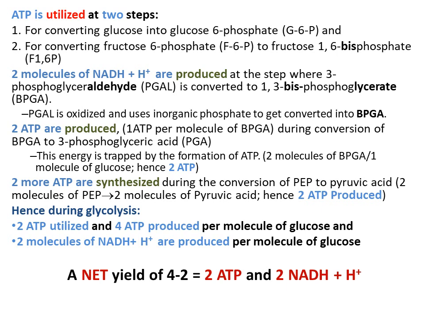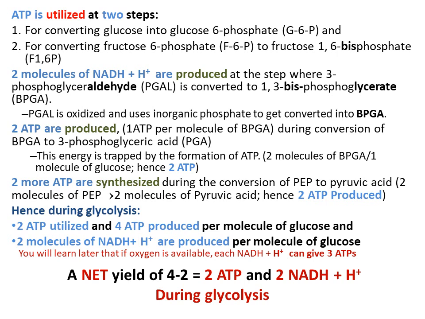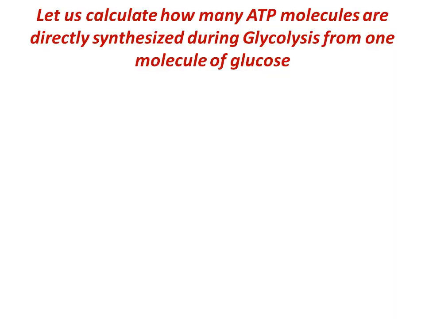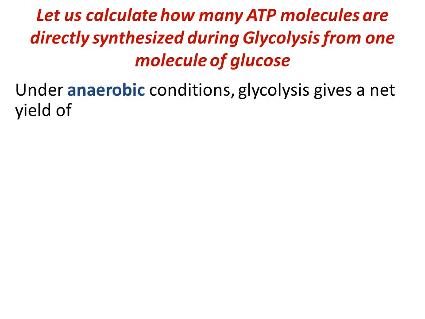So the net yield of glycolysis is 2 ATP and 2 NADH. You will learn later that if oxygen becomes available, each NADH can give 3 ATPs each. So let us summarize how many ATP molecules are synthesized directly from glycolysis from 1 molecule of glucose. As we have seen before, under anaerobic condition, glycolysis gives a net yield of 2 ATPs and 2 NADH.